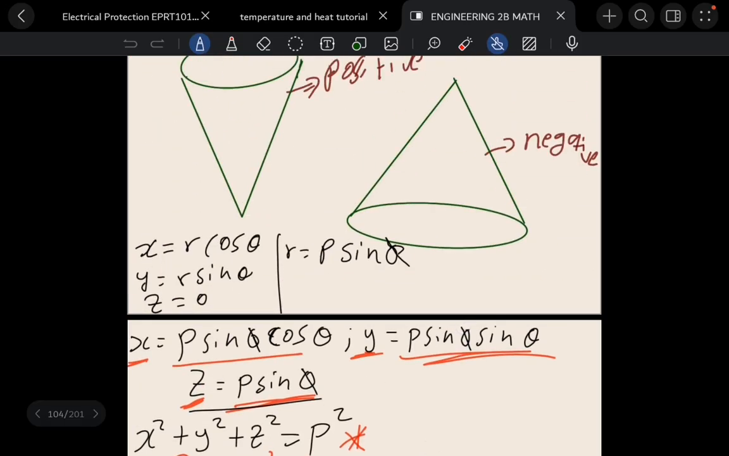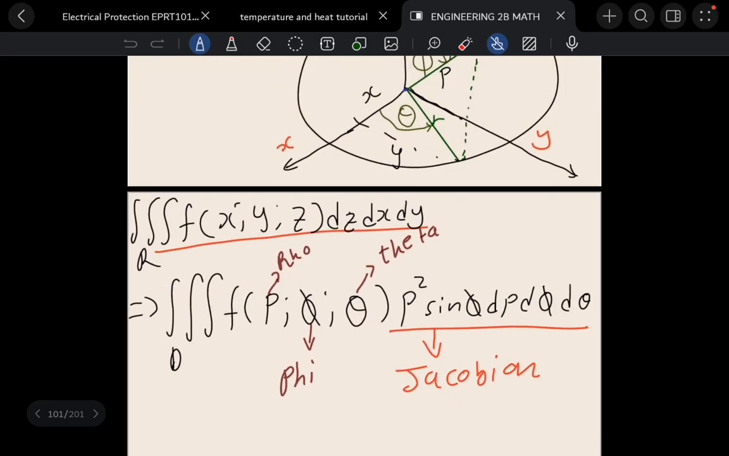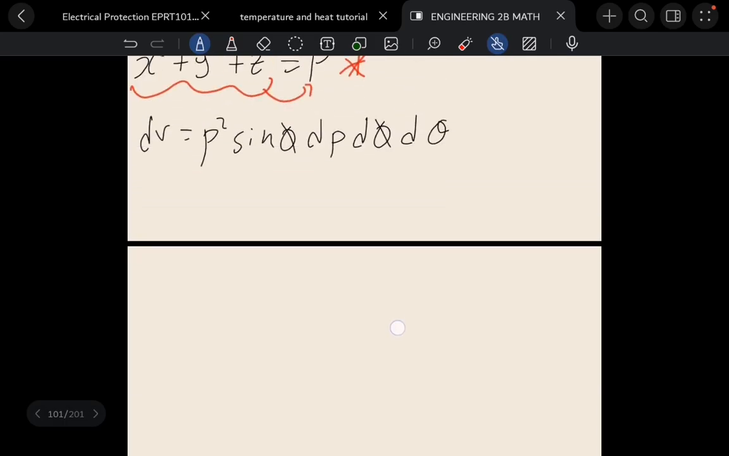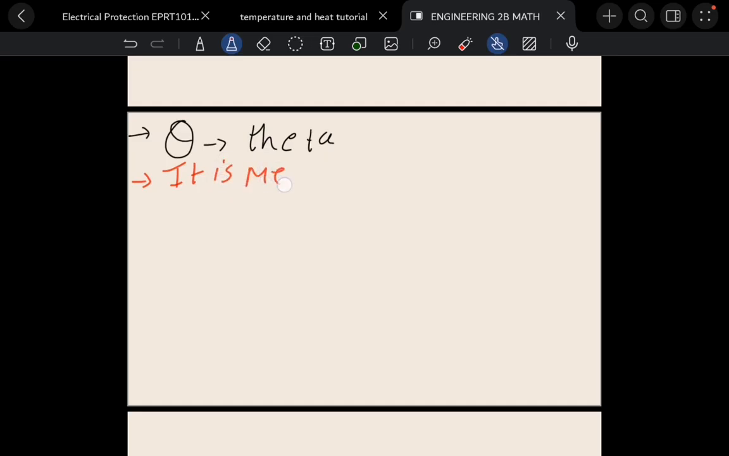Now we are going to talk about the properties of rho, phi, and theta. Let us start with the easiest one, which is theta. What you need to know about theta is that it is measured from the xy plane.